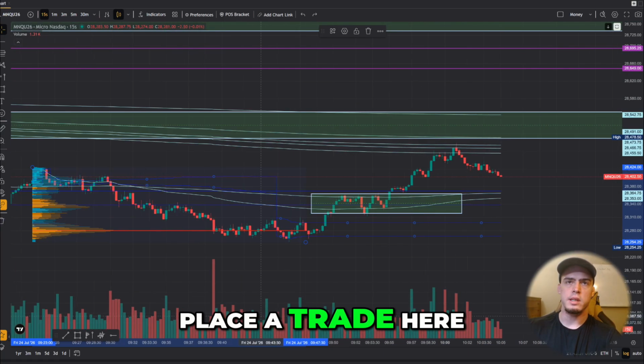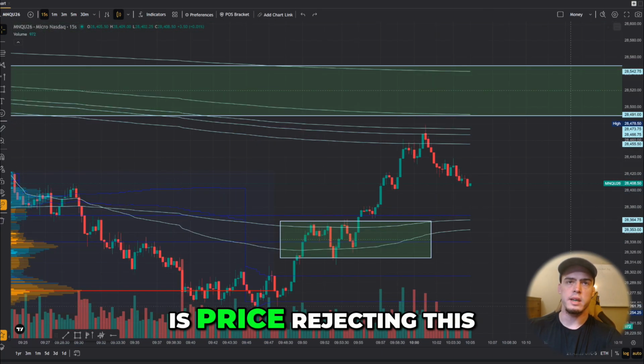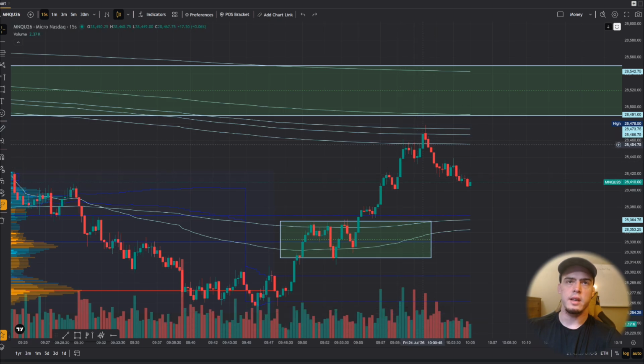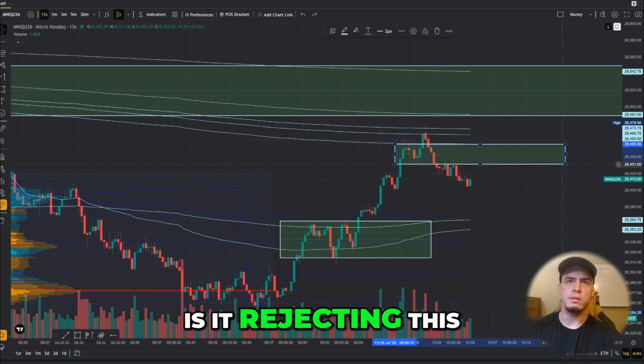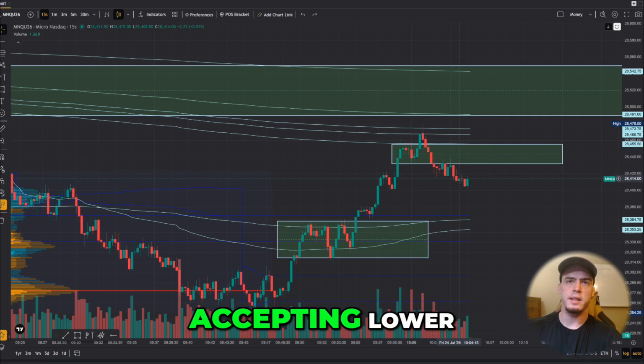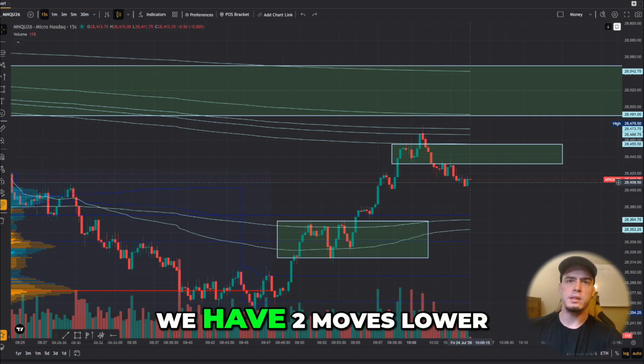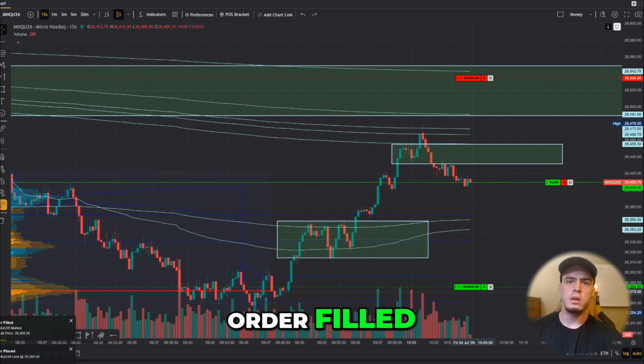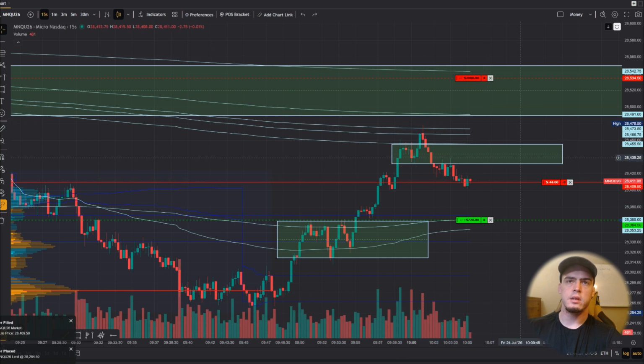So if we're going to place a trade here, we would look to see, is price rejecting this? Has it moved below this? Is it rejecting this push here and then accepting lower? In this case, we have 2 moves lower. Order filled. And the answer to that would be yes.